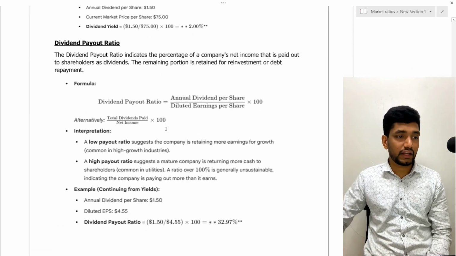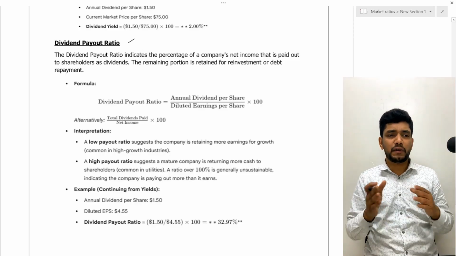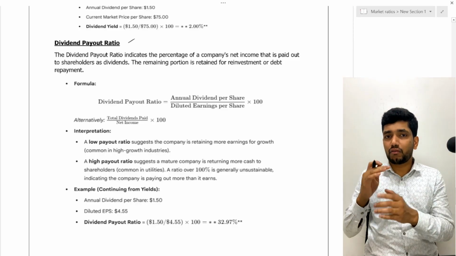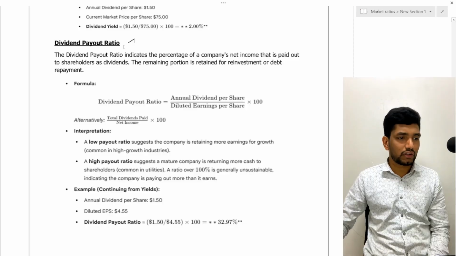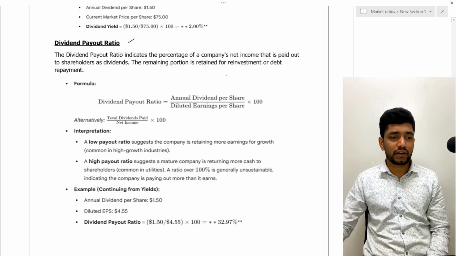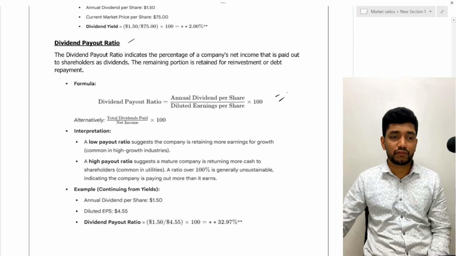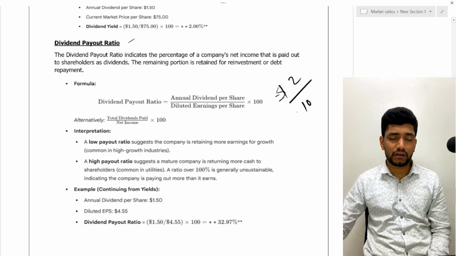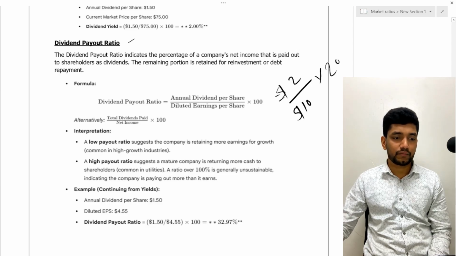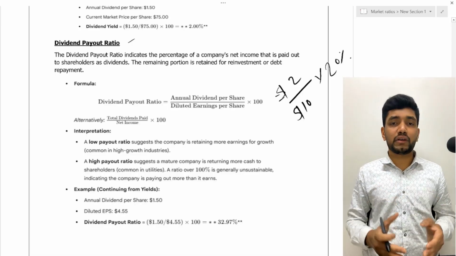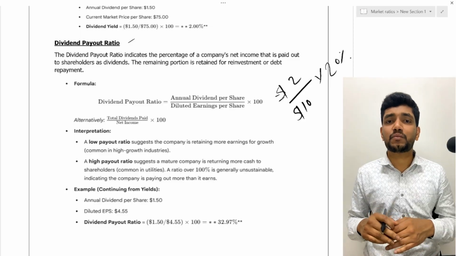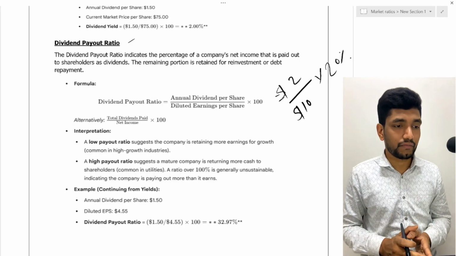So let's move into the next ratio, that is the dividend payout ratio. The dividend payout ratio is simple. It is based on the earnings, how much the company is paying as dividend. So the formula is annual dividend per share divided by earnings per share. Just assume a company paid $2 as dividend and earned $10 per share. In this case it is 20%. It tells us, compared to its earnings per share, how much the company is paying as dividend per share.